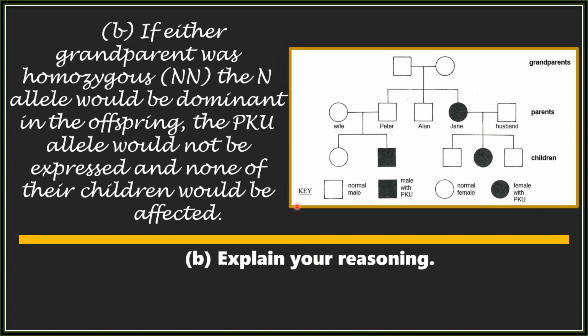Explain your reasoning why they are capital N, small n, heterozygous. If either grandparent was homozygous capital N, the N allele would be dominant in the offspring. The phenylketonuria allele would not be expressed, and none of their children would be affected. Here they have Jane who is affected, meaning that the parents are heterozygous.